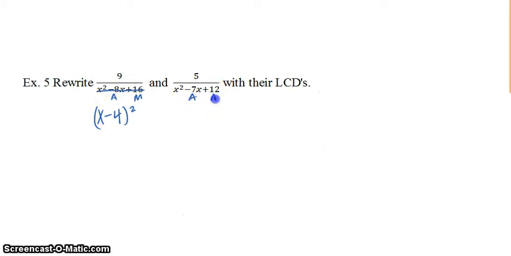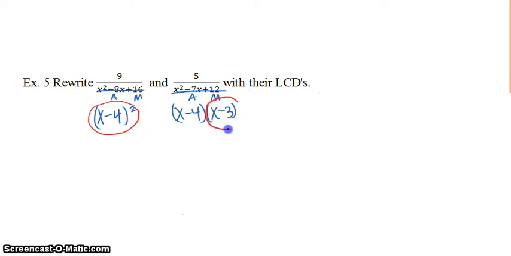Add to negative 7, multiply to 12. That's x minus 4 and x minus 3. So I'm just going to cancel that out. So now I have my new fractions, and now I've got to figure out what my LCD is. Well, the way I can think about it, I have 2 x minus 4s, and I only have 1 here. So the highest power is the 2, so this one is my highest power of the x minus 4 factor.